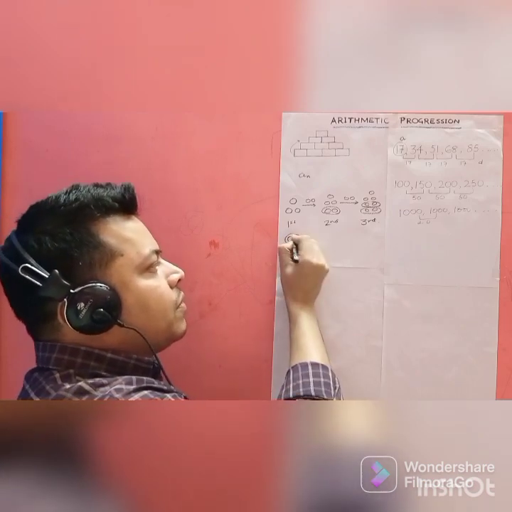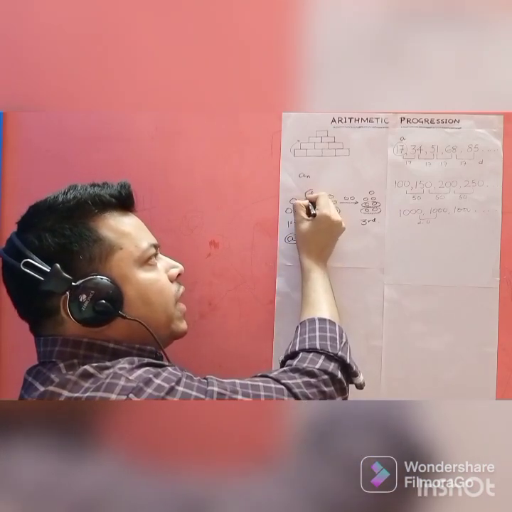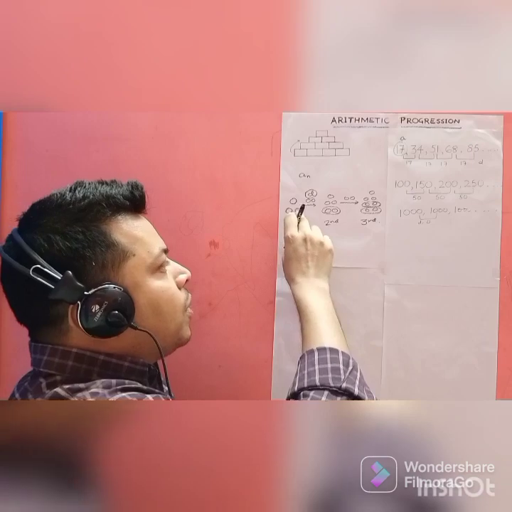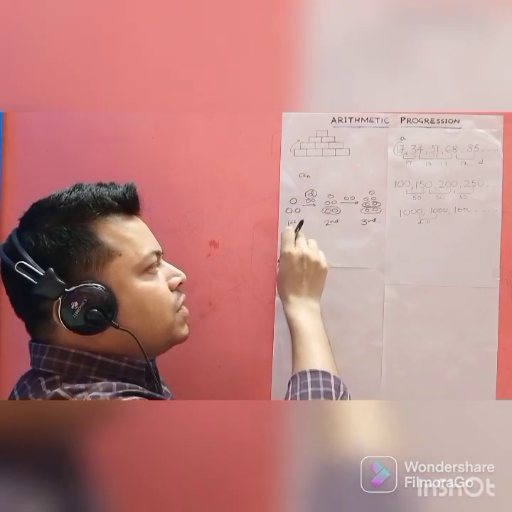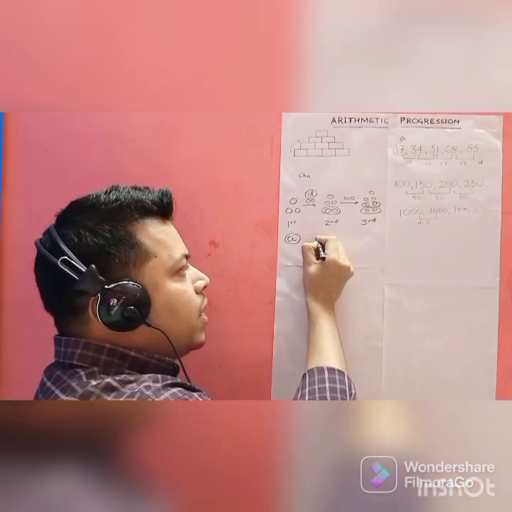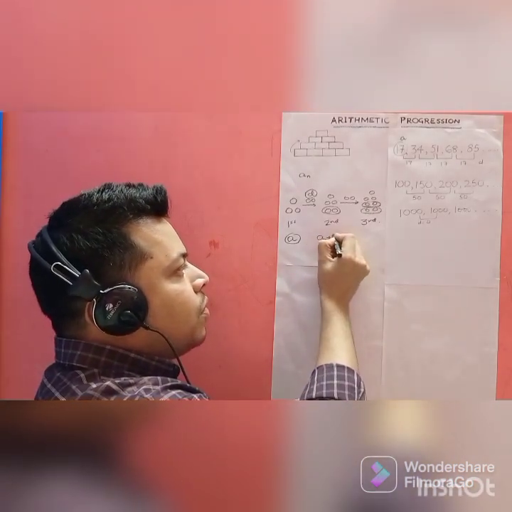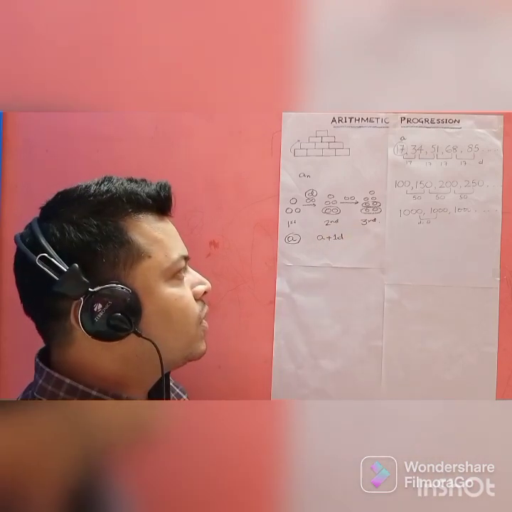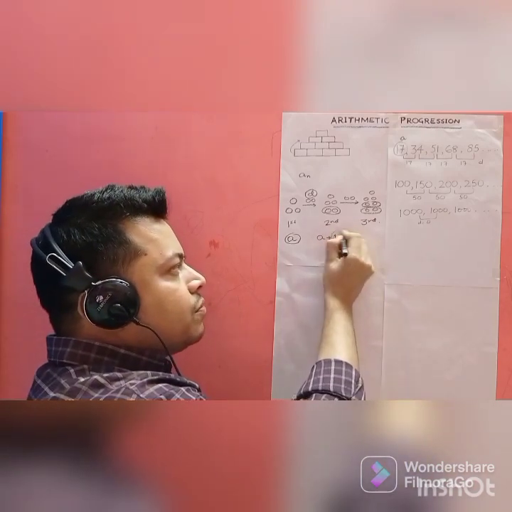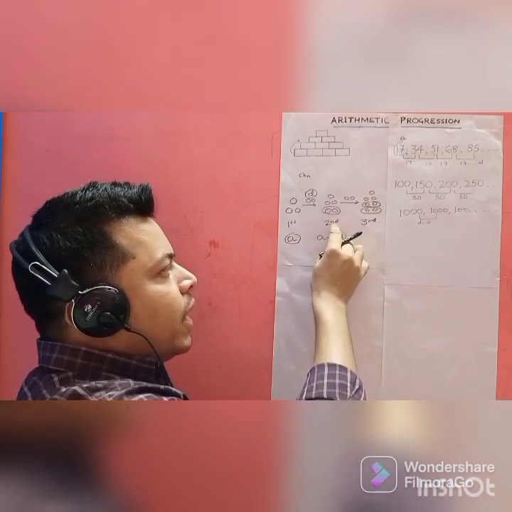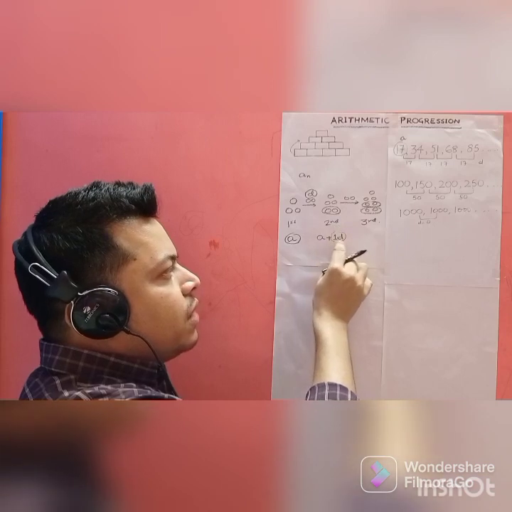And then we added 2 balls to it. So these 2 balls are our common difference. So by adding the common difference to the first term, we got the second term. So the second term can be written as a plus 1d or a plus d. How are we getting 1d? See here, the number of the term is second, and if we subtract 1 from it, then we get 1d.